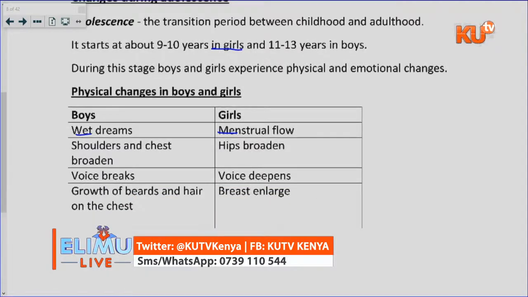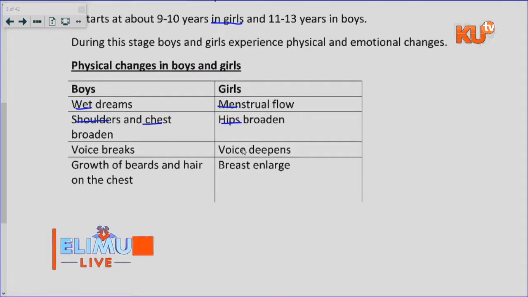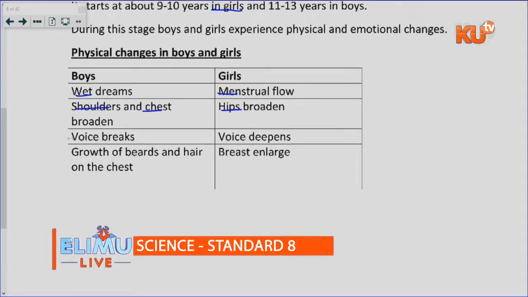Point number 2, shoulders and chest broaden. That is for boys. Concentrate, it is shoulders and the chest that broaden. For girls, it is the hips. The hips broaden. In boys, the voice breaks, which means the voice becomes rough.